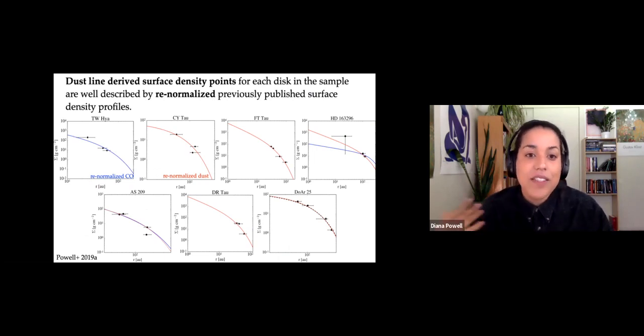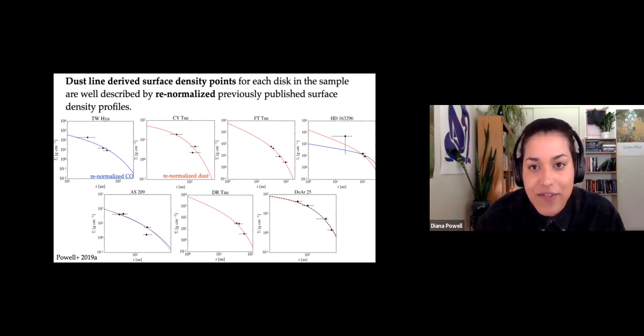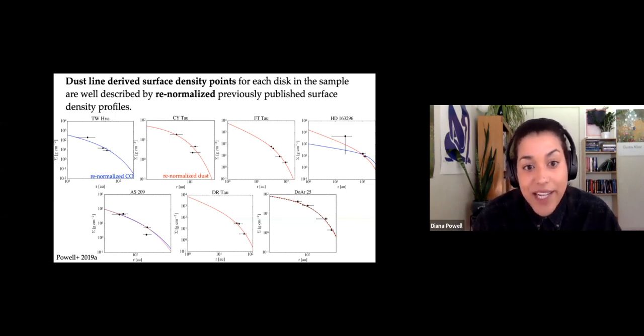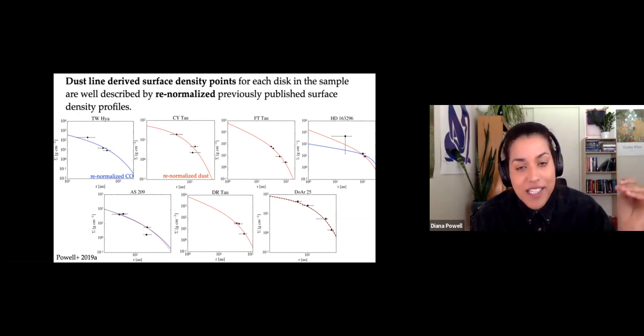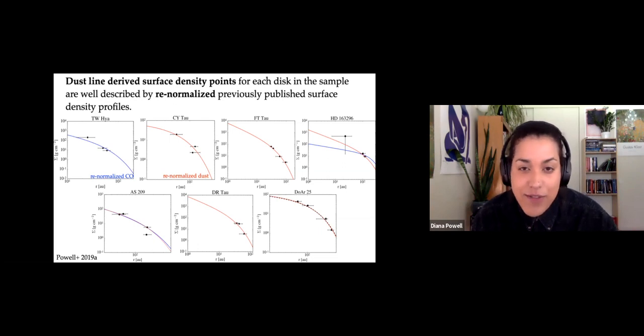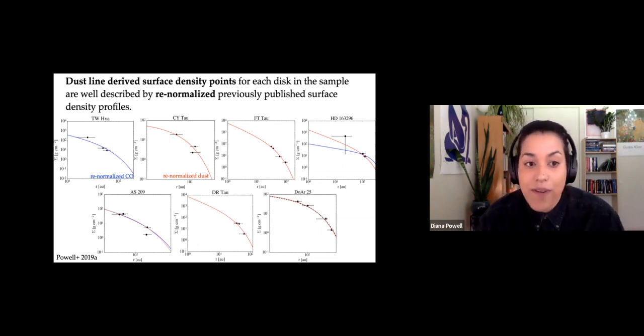Okay. So here I'm showing the total gaseous surface densities for the disks in our sample. The black points are the surface densities derived from dust lines, and the red or blue lines are previously published surface density profiles derived either from CO emission or combined multi-wavelength observations of dust. What I've done here is just renormalize these previous profiles so as to match the dust line derived surface densities. And you can imagine that if we had many more points from dust lines, we could just directly fit the profile shapes, as I've shown here in the bottom right in the dashed line for DAR25.